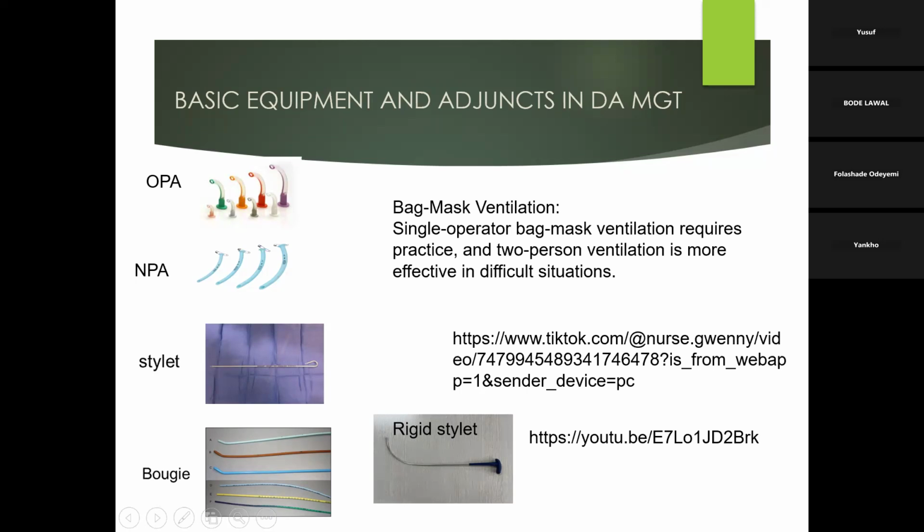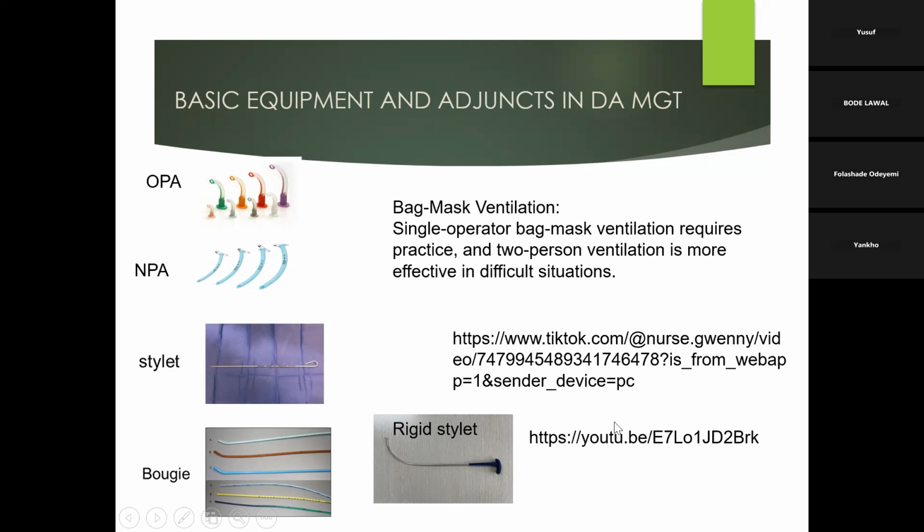It cannot be overemphasized. However, a particular one I want to emphasize is when we are using the bag mask ventilation, the single operator bag mask ventilation requires practice. And the two-man ventilation is more effective in difficult situations. So all this equipment are used all along the plan A, plan B, plan C, and plan D. So, of course, you know your oropharyngeal airway or nasopharyngeal airway are very important, and your stylets, whether they are the malleable or the flexible, and your bougies, especially the hollow ones that can provide you some time for oxygenation.